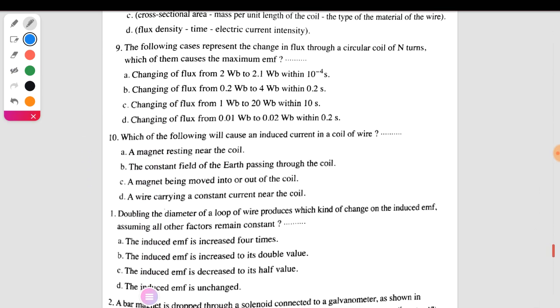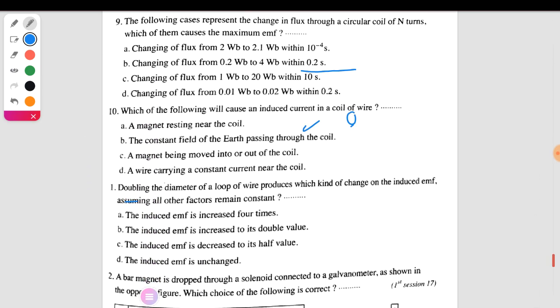The next question. The following cases represent the change in magnetic flux in a circular coil of N turns. Which of them causes the maximum EMF?